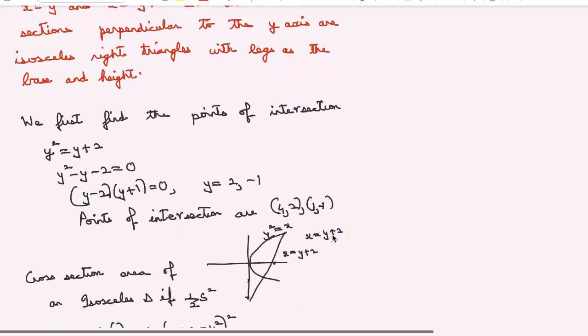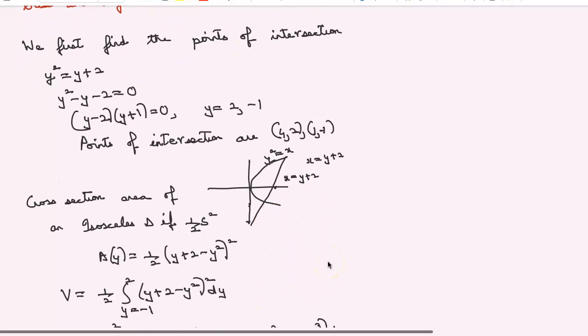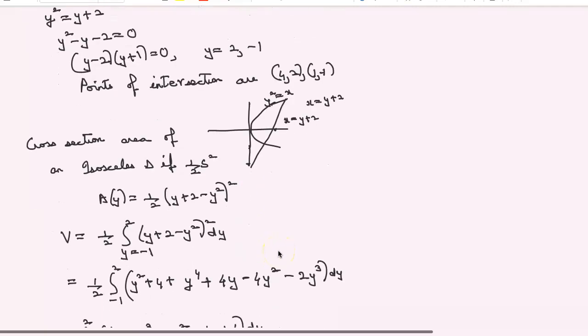So this is the parabola x equal to y squared and this is a line x equal to y plus 2. The cross section of an isosceles triangle will be half s squared. So that will be half, integral from y equal to minus 1 to 2, right curve is y plus 2, left curve is y squared, the whole square dy. That will be (a plus b plus c) the whole squared. a squared plus b squared plus c squared is y raised to 4 plus 4 plus y squared, plus 2ab which is 4y squared, plus 2bc which is minus 4y, plus 2ac which is minus 2y cubed, dy.